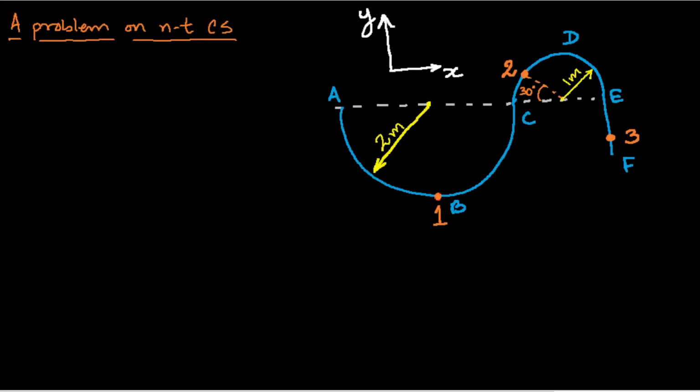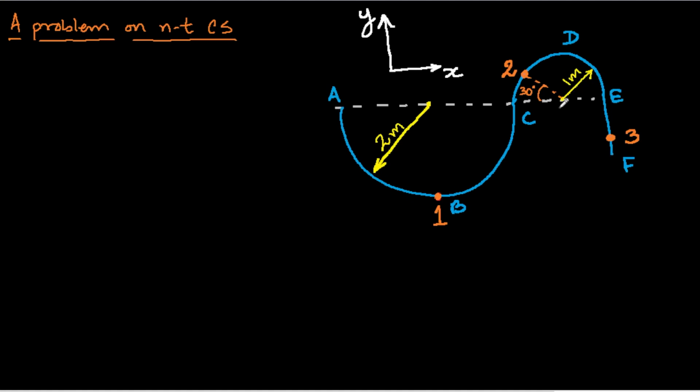Let's solve a problem on the intrinsic coordinate system. The problem goes like this. There is a path A, B, C, D, E and F, out of which ABC is a semicircular path whose radius of curvature is 2 meters. Similarly, CDE is another part of the path which is also a semicircle of radius 1 meter, and EF is a straight line.